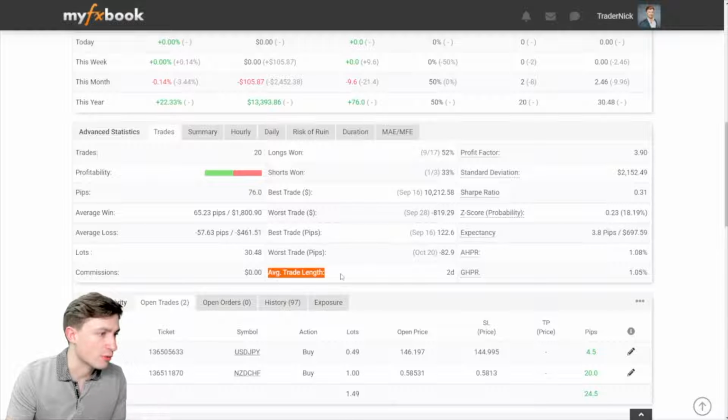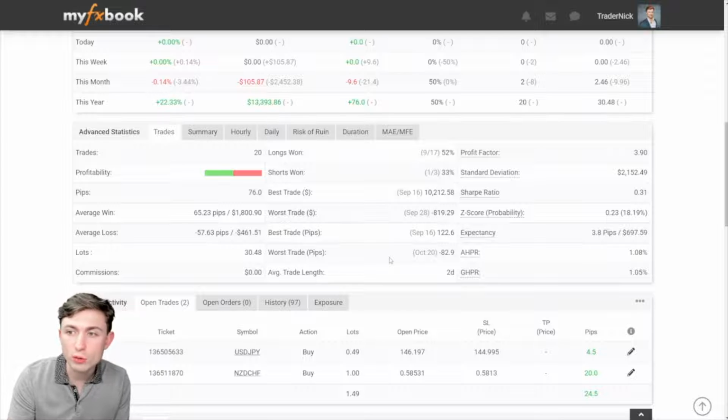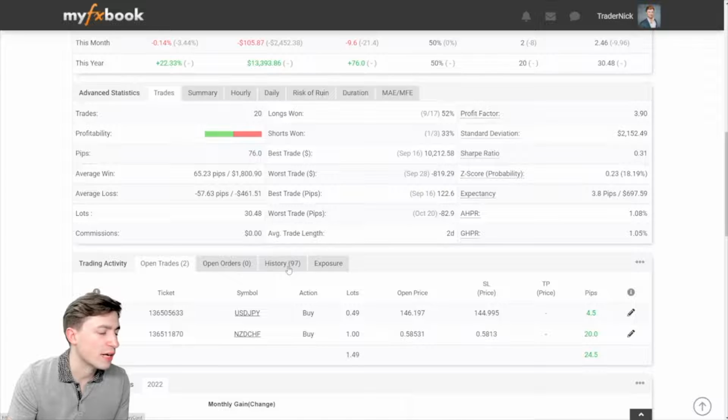How long do you on average hold a trade? So mine currently, I hold trades about 2 days on average. That's given some of them are quicker, some of them are longer. How many lots you've traded, and then you can of course dive into the history section.